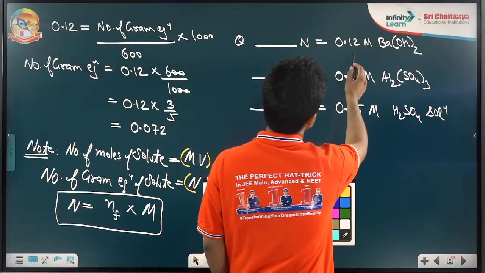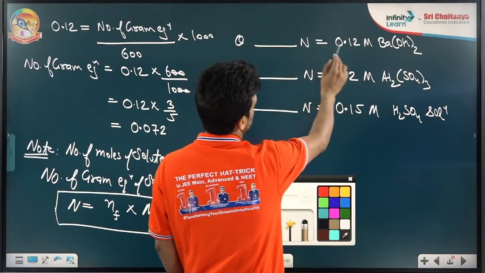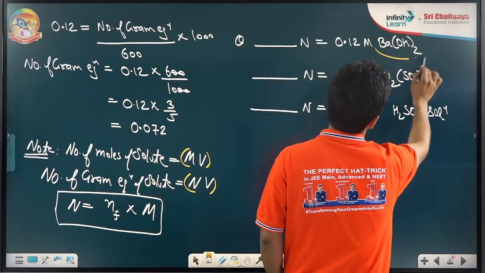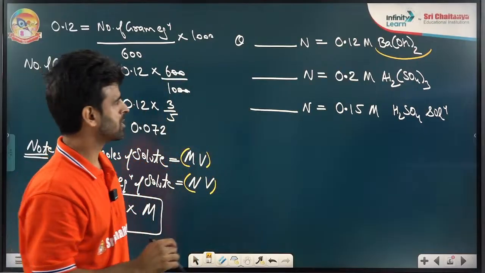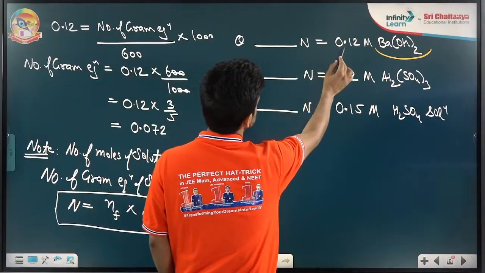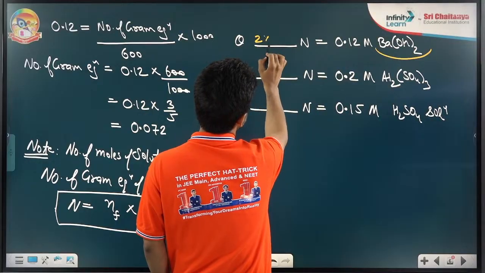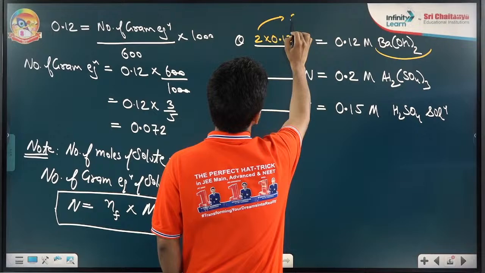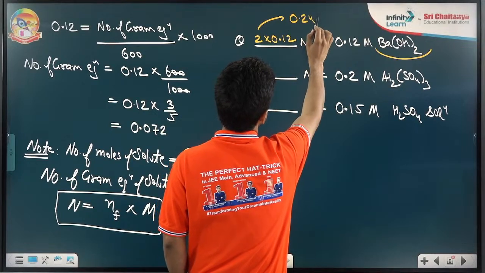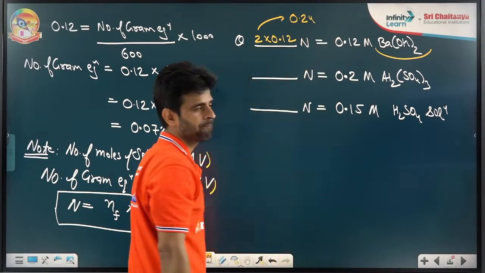So this is 0.12. What is the n factor of the first compound? Its n factor is 2. So I will do 2 into 0.12. How much is coming from here? It's coming 0.24. It's 0.24, right? Good.